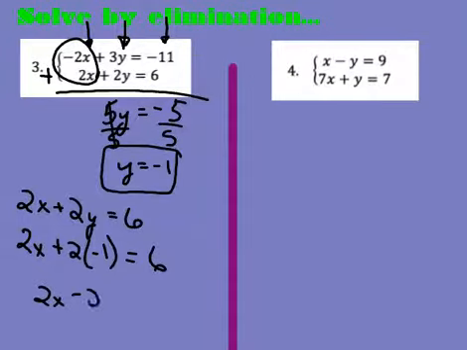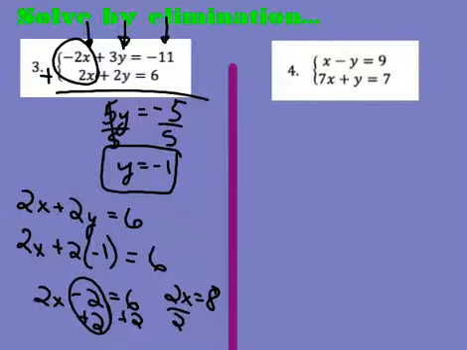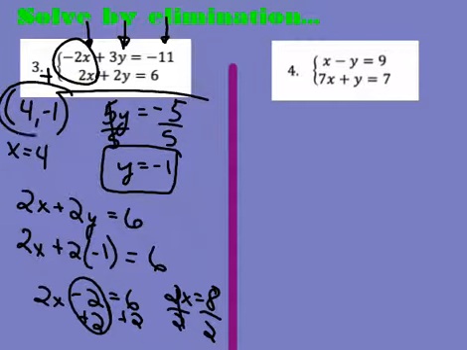2x minus 2 equals 6. Add 2, add 2. That's going to be 2x equals 8. Divide by 2, divide by 2. x equals 4. So then my point is 4 comma negative 1. That's what you have to get for me every time.